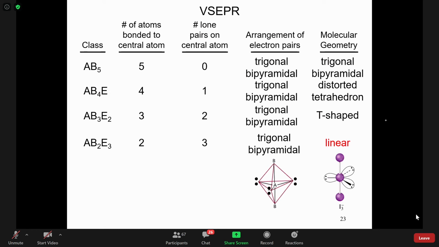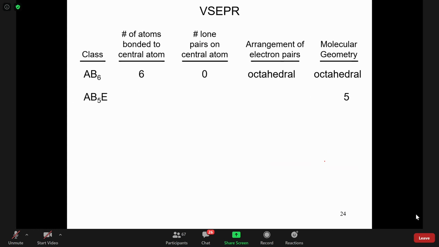Okay, this one's kind of interesting. This is a little bit of an unusual molecule too, I3 minus. So once again, 5 things in total around our central molecule. So nothing has changed in terms of the electron pair geometry, still trigonal bipyramidal. However, our lone pairs are going to be distributed around the perimeter of this molecule. And interestingly, we're going to end up with a linear molecule here.